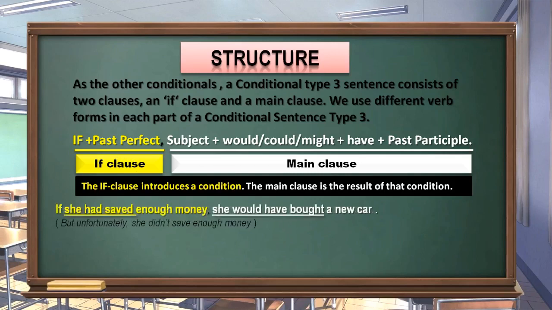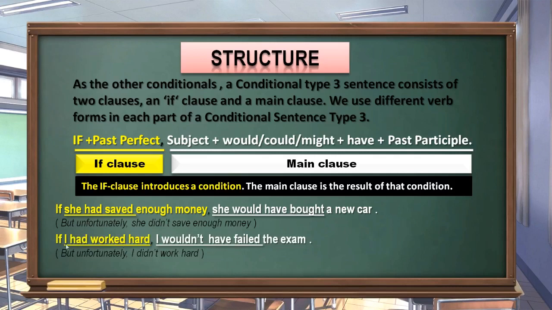So let's see some examples. If she had saved enough money, she would have bought a new car. But unfortunately, she didn't save enough money. So as you can see in this example, in the first clause, the verb is conjugated in the past perfect. And here in the second clause, we have the subject plus would have plus the verb buy in the past participle, and it becomes bought. Okay?